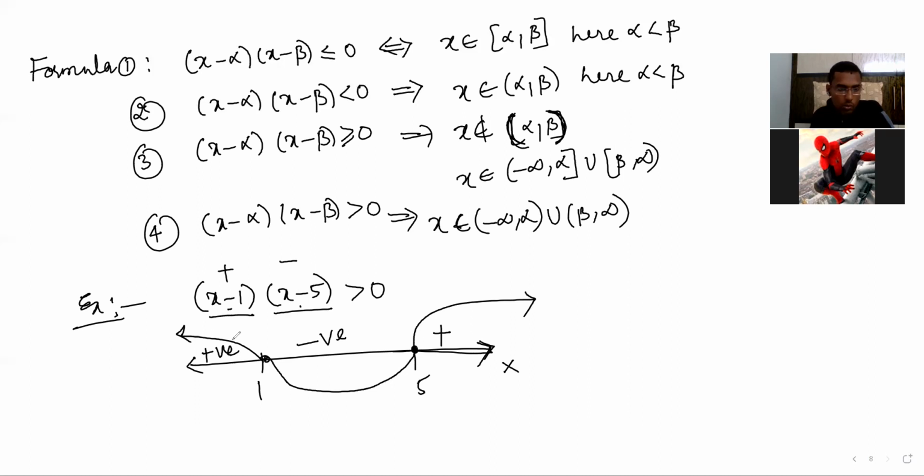Because less than 1 means negative, negative into negative, positive. Therefore, x does not lie between the roots. That means x belongs to minus infinity to alpha union beta to infinity.